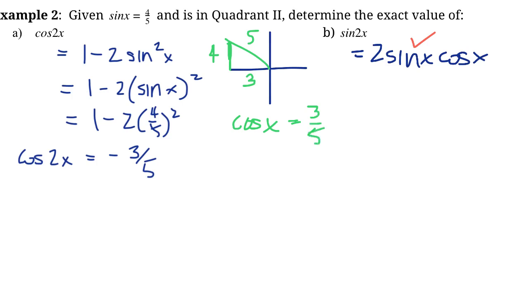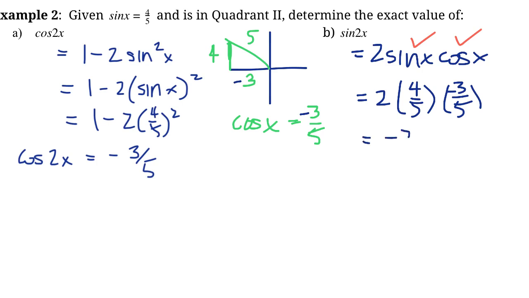Cool, because now we have everything we need to plug it in here. So 2 sine x cos x is going to be 2 times sine x, which is 4/5, and cos x is 3/5. If we simplify this, oh, sorry, I made a mistake. Did you catch it? Almost missed that. Cosine in the second quadrant, is that going to be positive or negative? It's going to be negative. That 3 is going to be a negative, right? Because it's in the negative x direction. So this is actually going to be negative 3/5. So when we solve this, it's going to be negative 24/25. And that's it. That's our sine 2x. That's what the value equals.